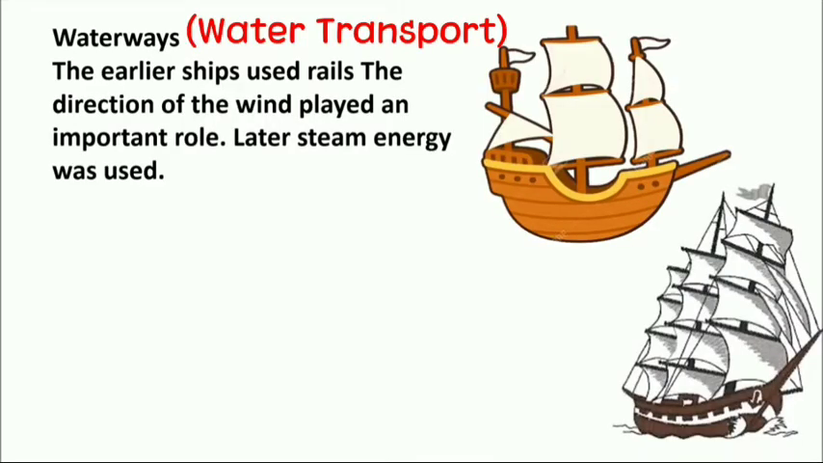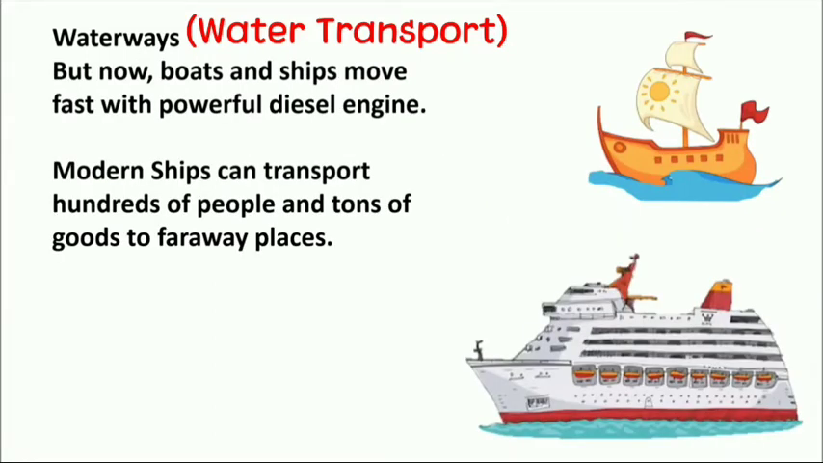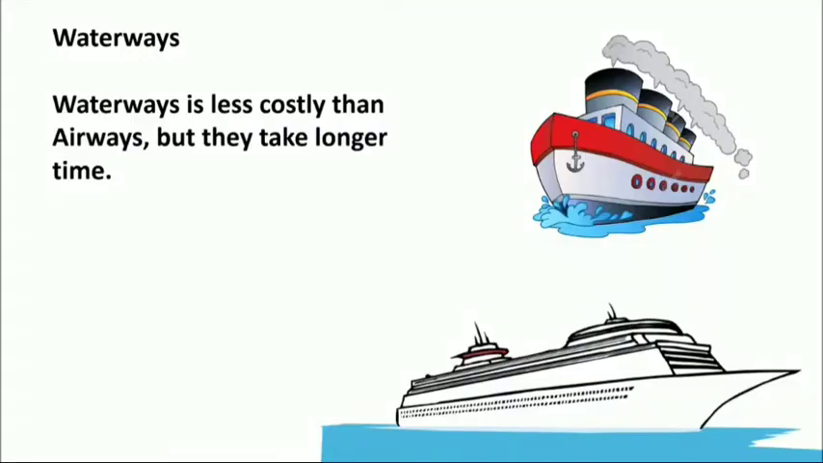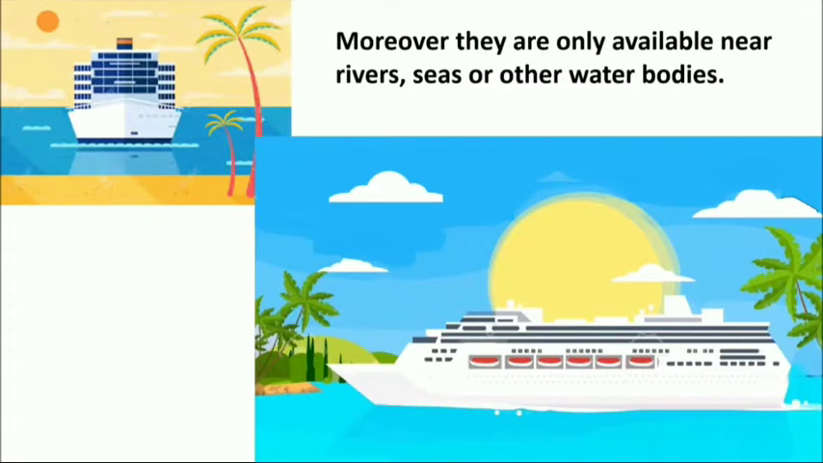Waterways, it's a type of water transport. The earlier ships used sails. The direction of the wind played an important role. Later, steam energy was used. But now, boats and ships move fast with powerful diesel engines. Modern ships can transport hundreds of people and tons of goods to faraway places. Waterways are less costly than airways, but they take longer time. Moreover, they are only available near rivers, seas, or other water bodies.